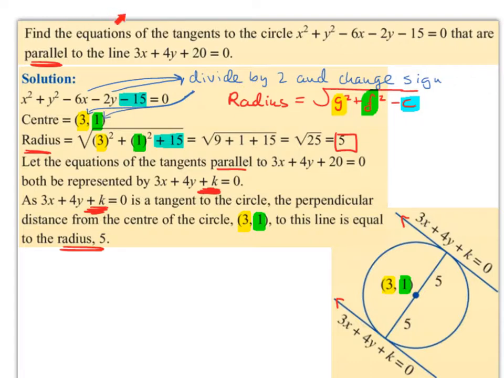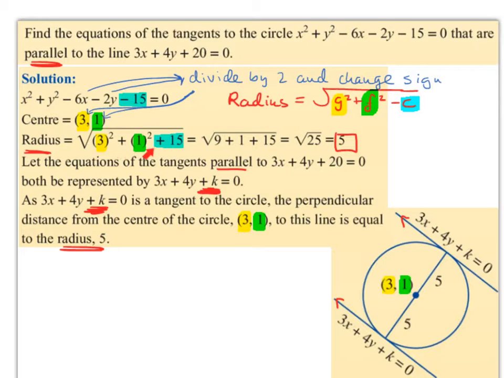Find the equations of the tangents to the circle x squared plus y squared minus 6x minus 2y minus 15 equals 0 that are parallel to the line 3x plus 4y plus 20 equals 0. So we start with our equation. We get the centre by dividing by 2 and changing the signs of the coefficients of x and y. So we get 3 and 1, so that's our centre. We use this formula to get the radius. So we substitute into the formula and we get 5 for the radius.